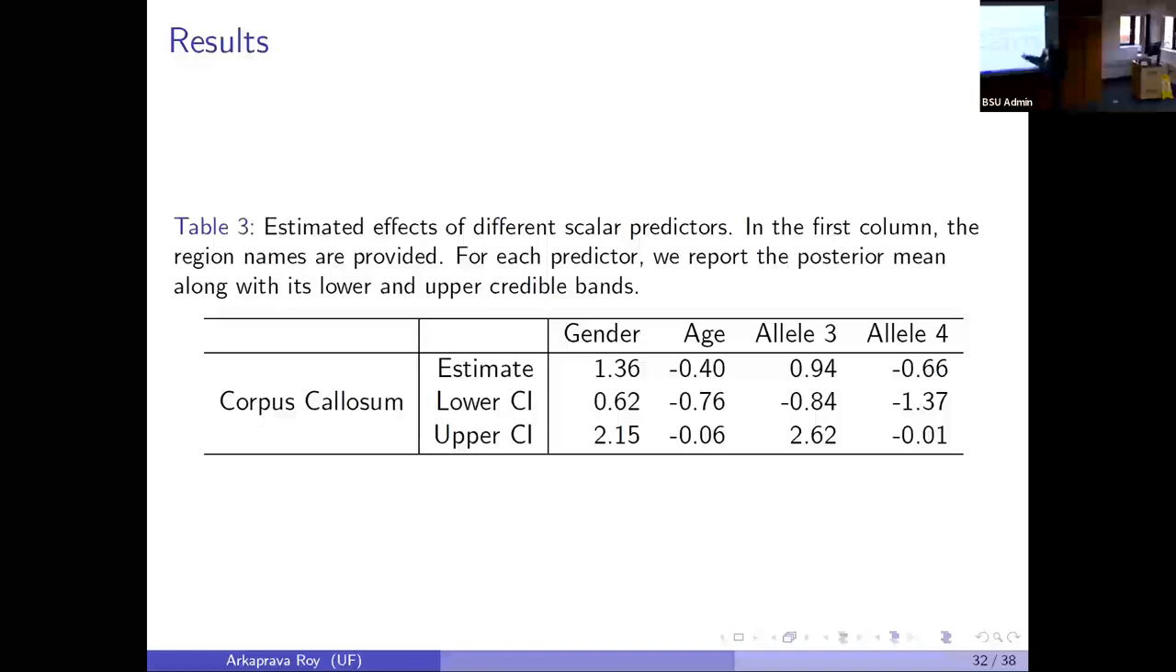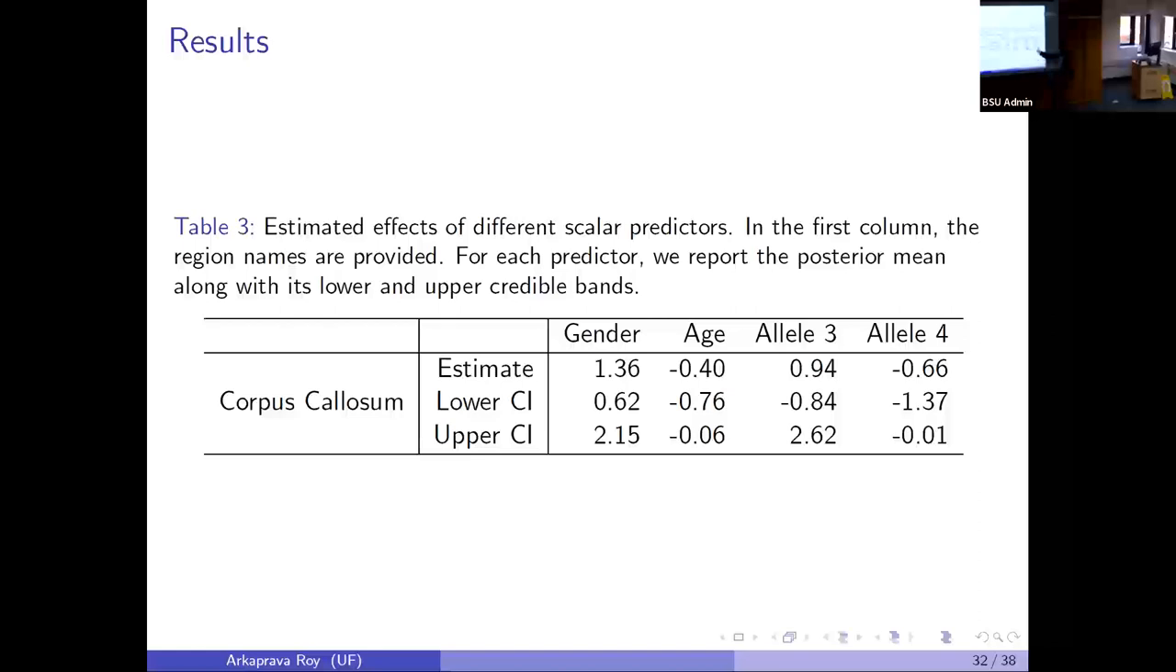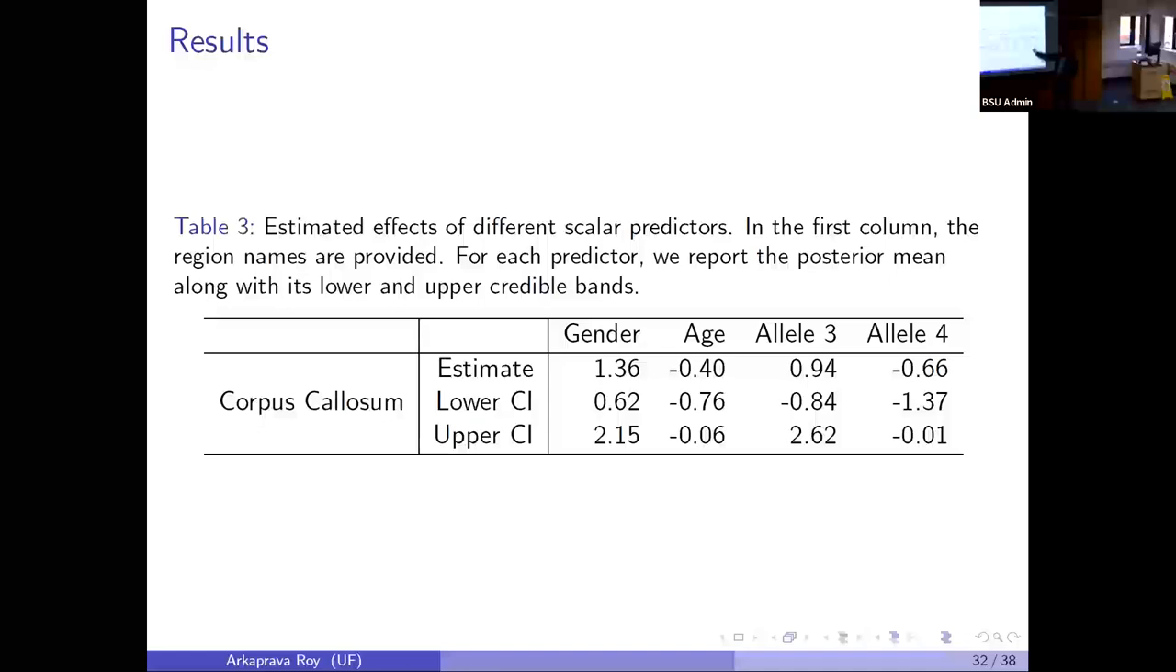So in that estimate, we find that gender, age, and allele 4 were found to be significant, and age and allele 4 are negative, which makes sense because allele 4 is a very risky allele for AD. And then the age is also negative, which makes sense: as we age, our cognitive function decays a little bit. And gender has this effect. I think I coded 1 as female and 0 as male.